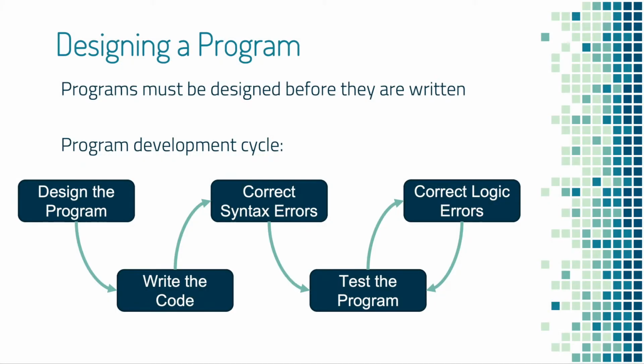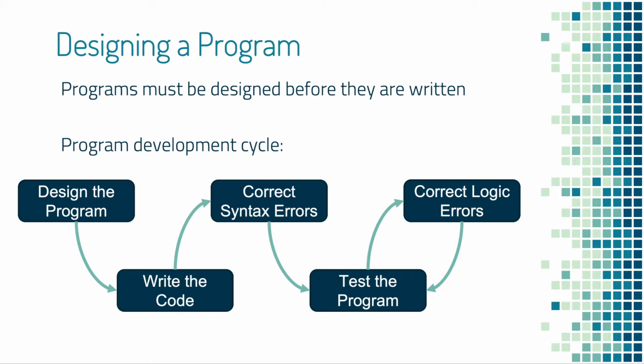So to begin, before we can start building anything, we need to ask ourselves the question, how do we design a program? Programs are designed using the following cycle. We design it, then we write the code, we correct syntax errors because you always have syntax errors. Then you test the program, you correct for logic errors, and you test it again. You keep going with that cycle until it's correct.